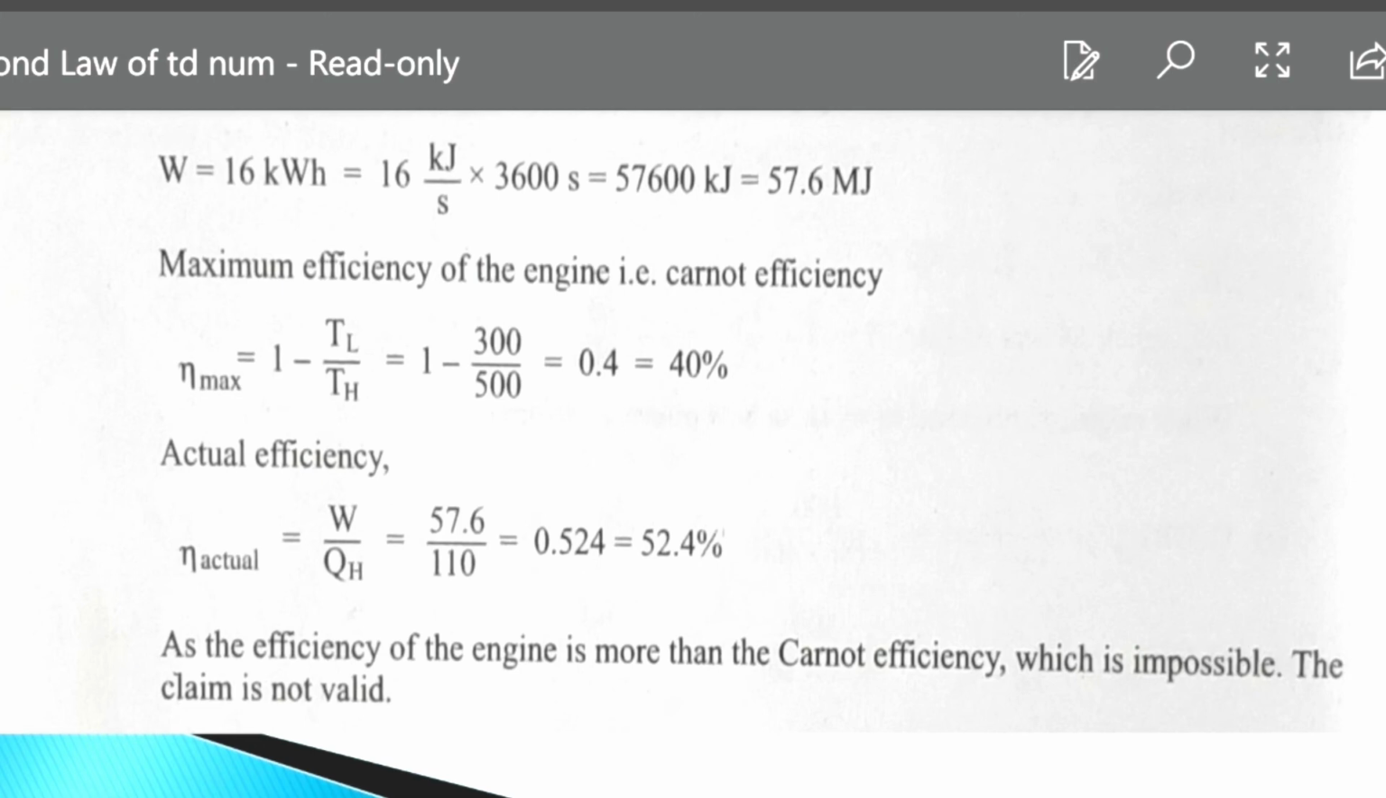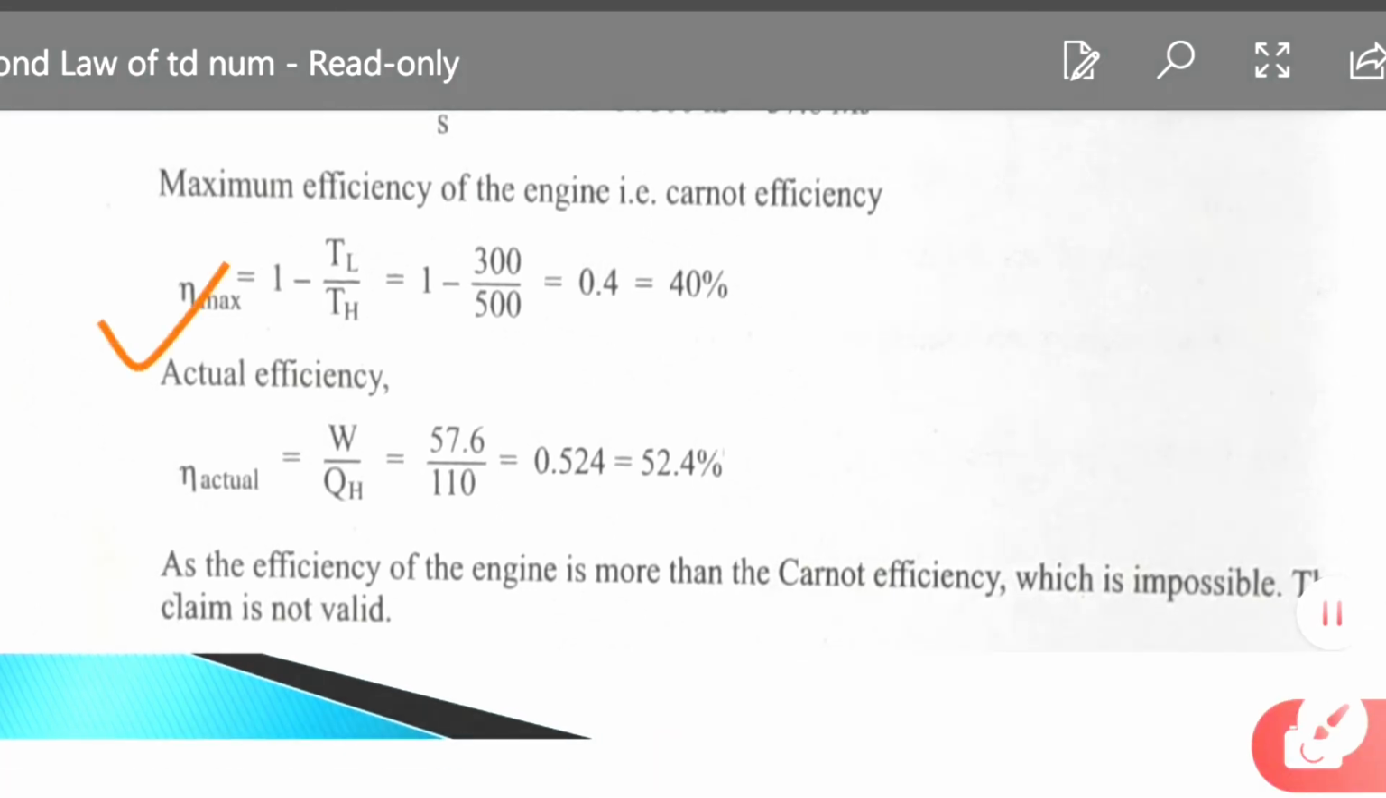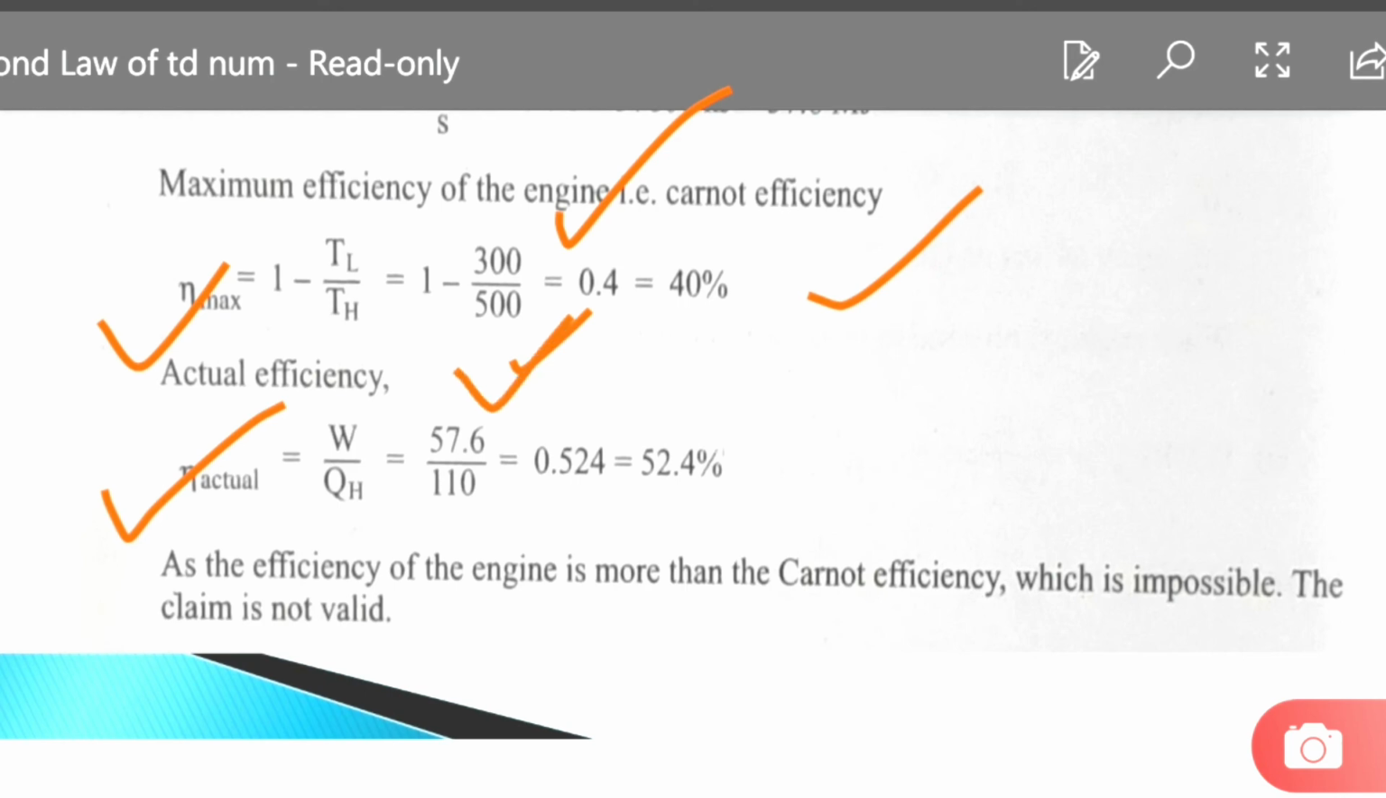Now eta Carnot or eta maximum, that is equal to 1 minus TL upon TH. Okay, so value of TL is 300 and value of TH is 500, and this will be equal to 0.4 or 40%. And actual efficiency will be equal to W upon QH, that is eta actual equal to W upon QH. The value of W is 57.6 and QH is 110, and this will be equal to 0.524 or 52.4%.